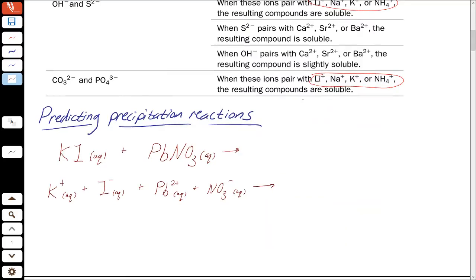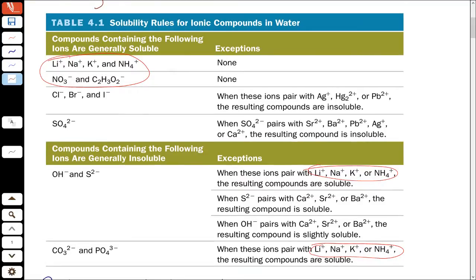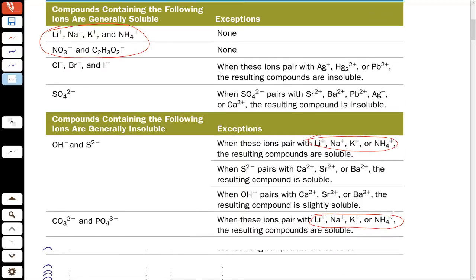All right, so what was the other choice then? Lead iodide. Is lead iodide likely to be soluble or insoluble? So lead iodide, we look first for the ions we can find, and the one that's on the chart is iodide, which is generally soluble. But then if you look at the exceptions here, you'll see that with lead, the resulting compounds are insoluble. So with silver, mercury, or lead, insoluble. So that tells us that that compound is likely to be insoluble.